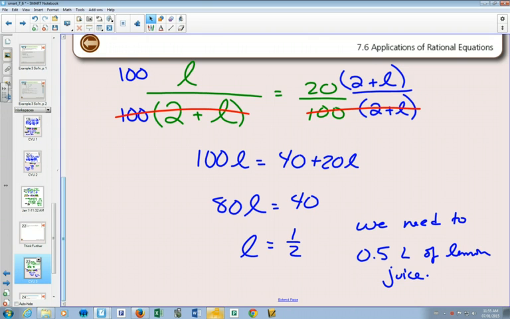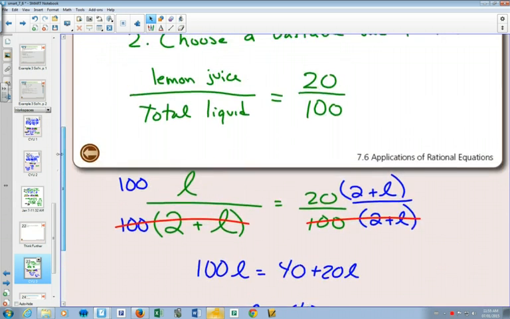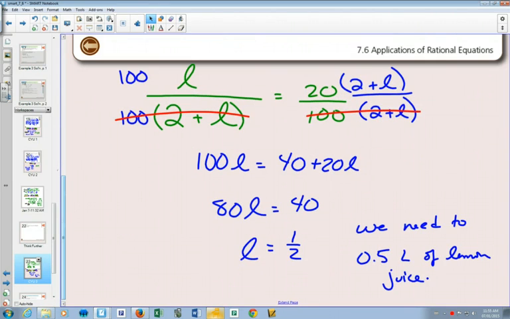Okay, the proportion questions are easier, but where you're going to make a mistake is forgetting that the total liquid increases in a case like this. Question you can do for homework, you can try it right now. Try number 7.